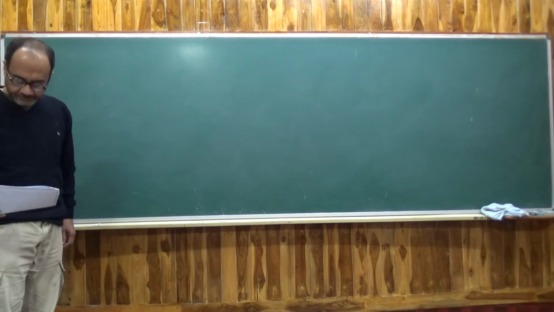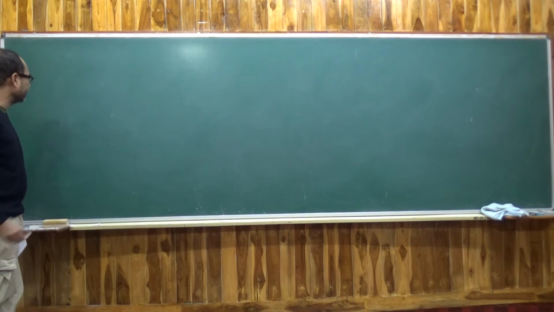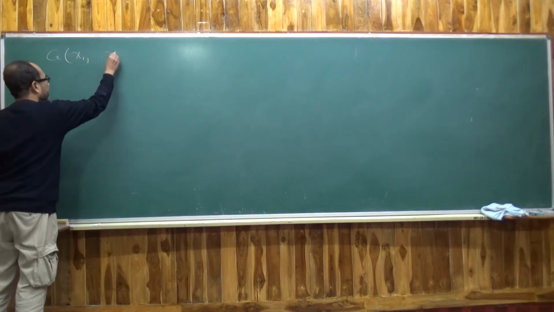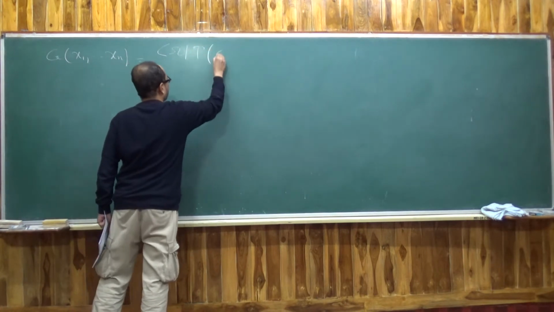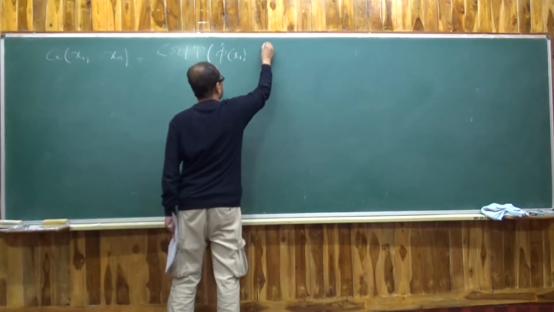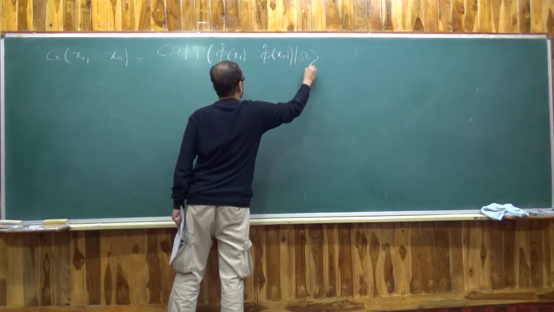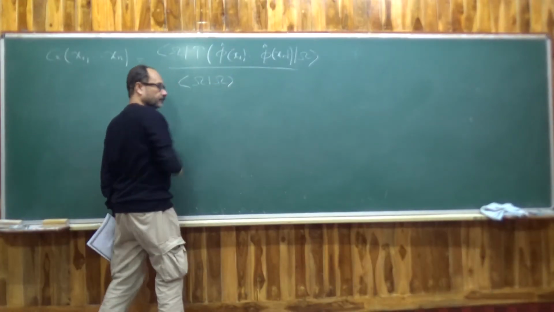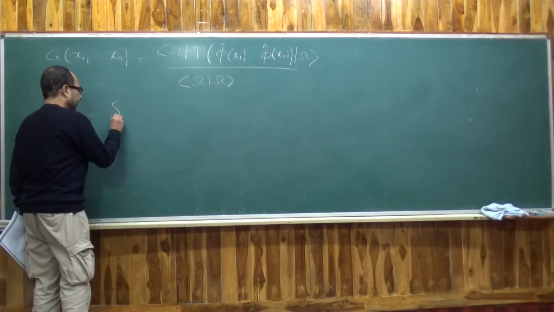Okay, so let me begin. I'll begin by reminding you where we reached yesterday. Our goal was to calculate this Green's function, whose definition is the vacuum expectation value of the time ordered product of operators. And what we saw was that this is given by the following path integral.